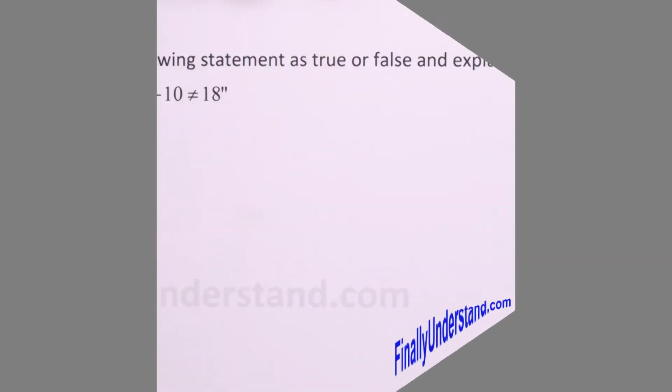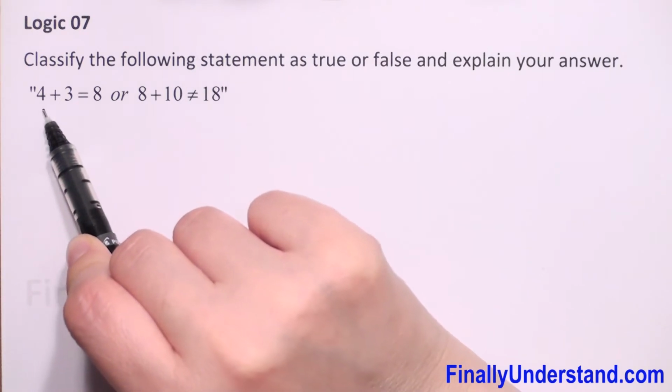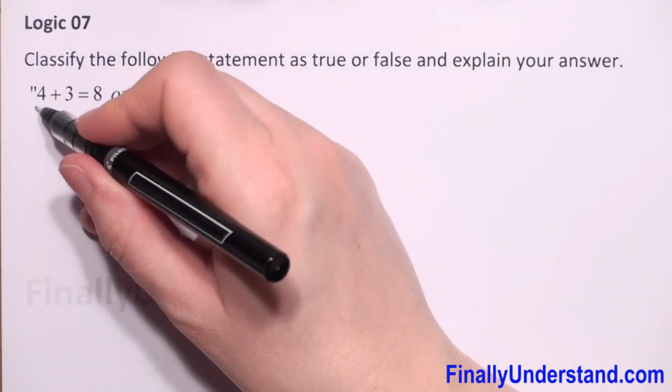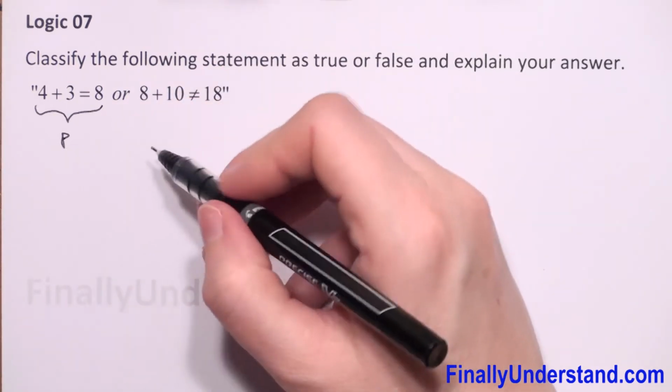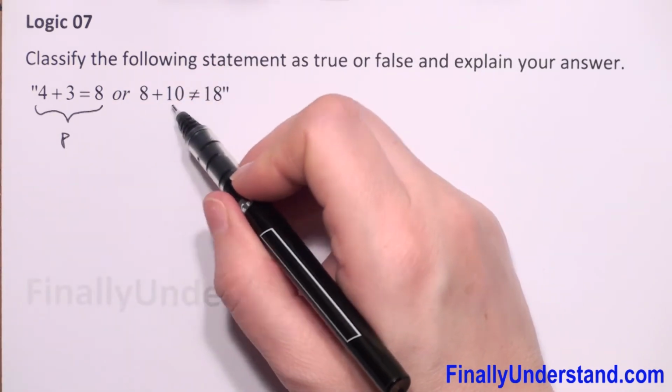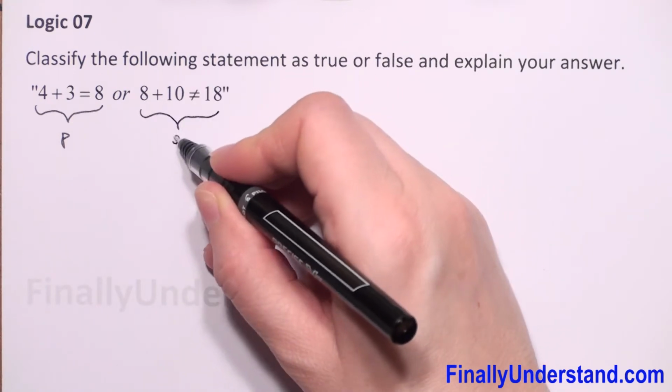We have a given statement and we have to classify if it's true or false. First, we have to determine simple statements. So the first simple statement will be 4 plus 3 equals 8. This is our, let me put, P. And next we have 8 plus 10 is different than 18. This will be our Q.